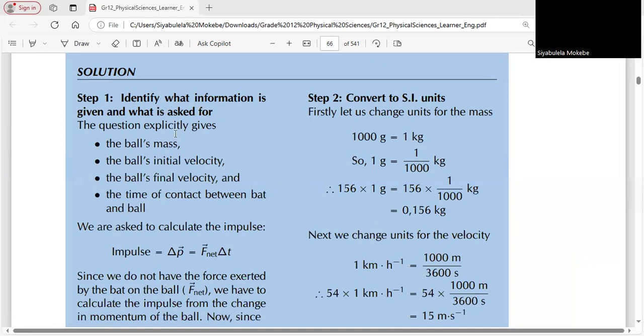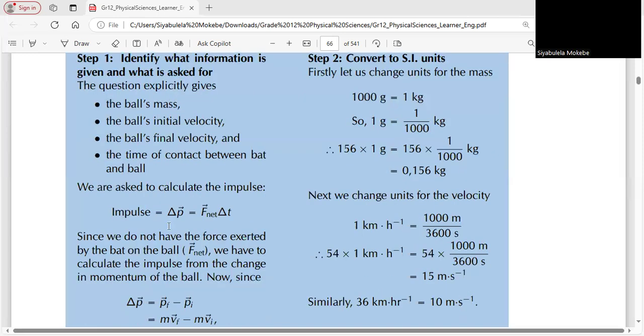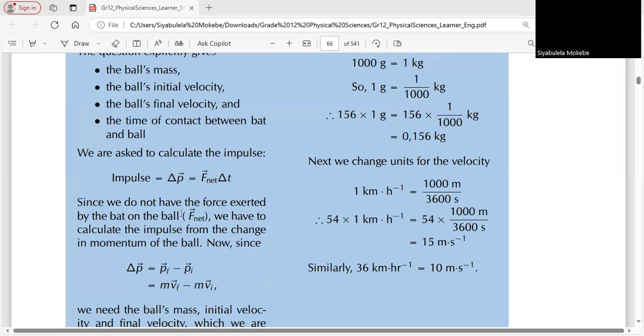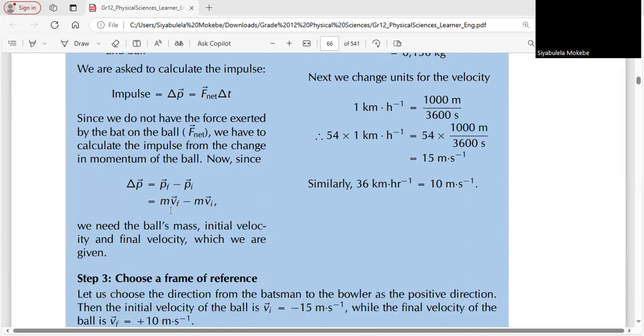Firstly, identify what information is given. The question explicitly gives the ball's mass, its initial velocity, final velocity, and time of contact, and we are asked to calculate the impulse. Impulse is equal to change in momentum, which is F net delta t. Since we do not have the force exerted by the bat on the ball, we have to calculate the impulse from the change in momentum of the ball. Since change in momentum is m vf minus m vi, we need the ball's mass, initial velocity, and final velocity, which we are given.